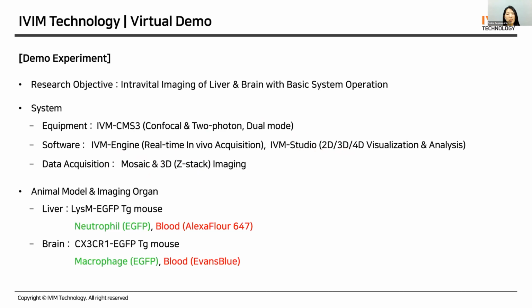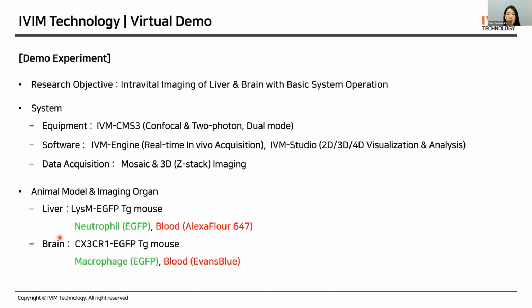And lastly, the animal model for the liver imaging will be the LysM-GFP transgenic mouse model, which expresses GFP in the neutrophils. Moreover, we will additionally label the blood in blue color by IV injection of the anti-CD31 PECAM antibody conjugated with Alexa Fluor 647.